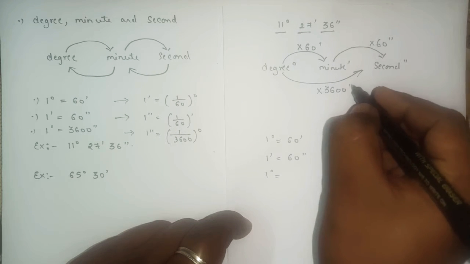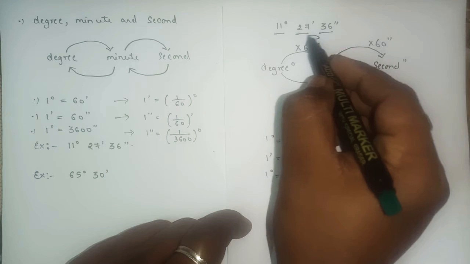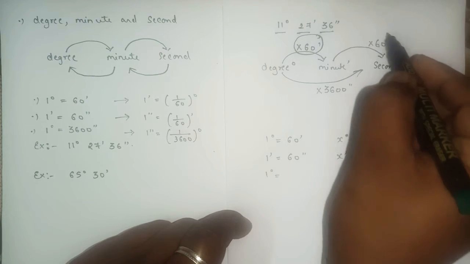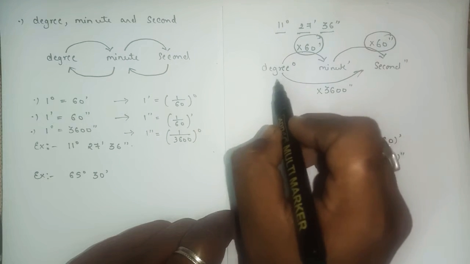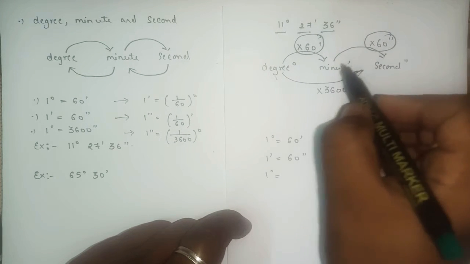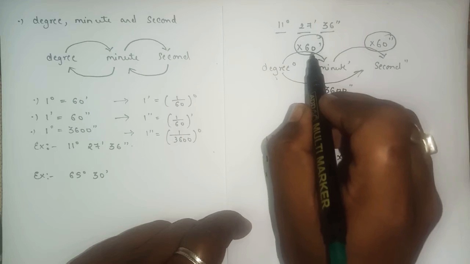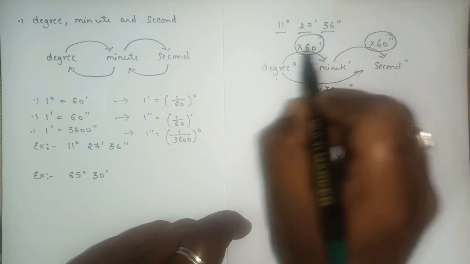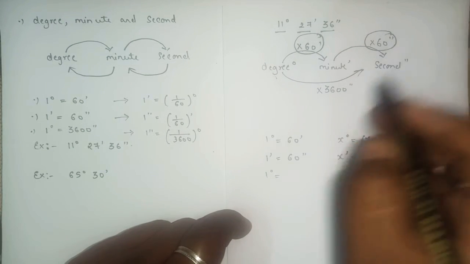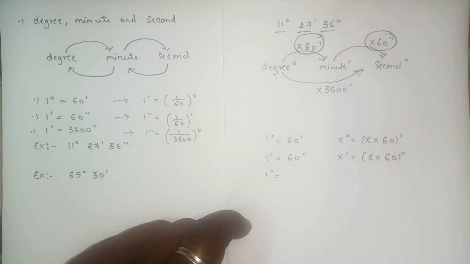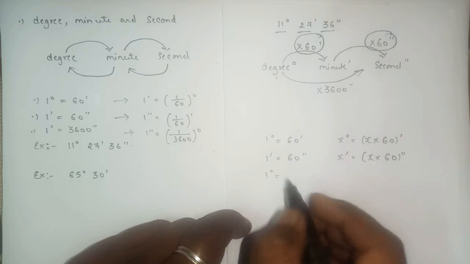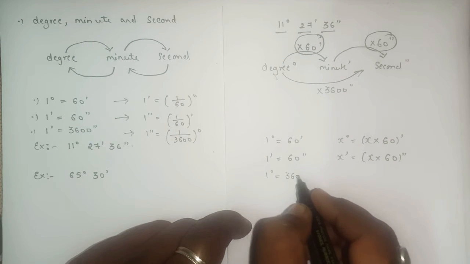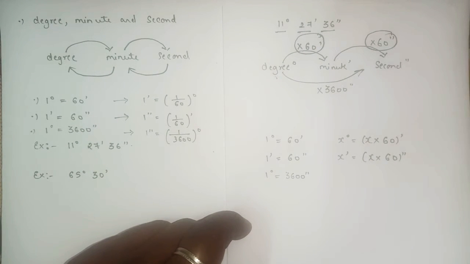Remember this. Why? Because here we have 60, here we have 60, and we are multiplying. If you want to convert degree into minute, multiply by 60; minute into second, multiply by 60. So there is a relation of multiplication. 60 and 60 will be 3600. So remember, whenever you have to convert degree directly to second, the fundamental will be 3600 seconds. Got the point?